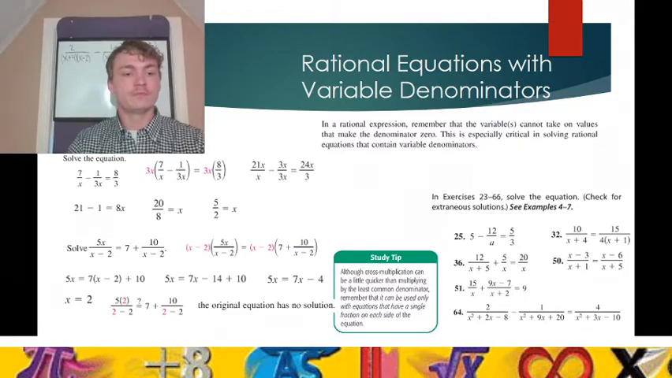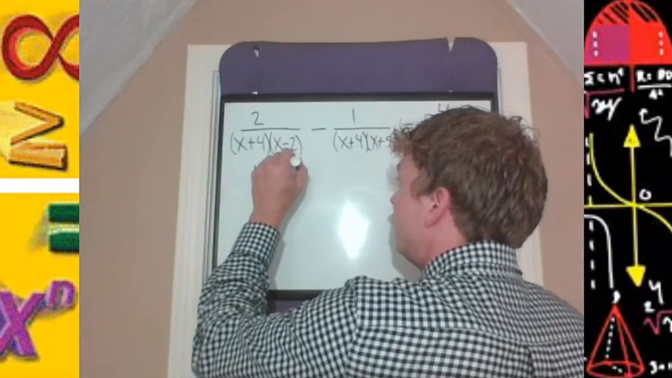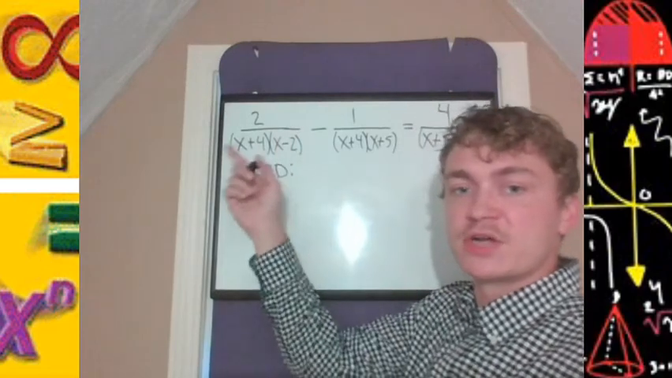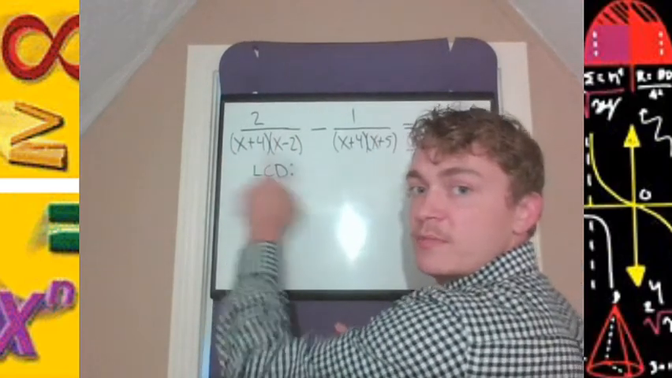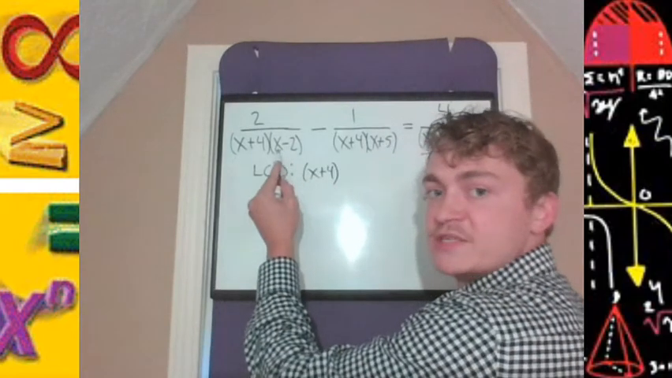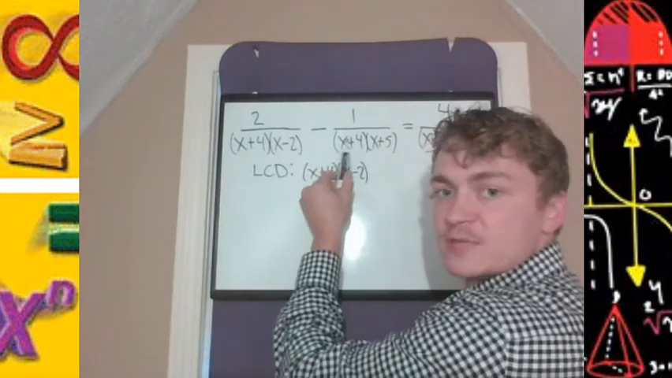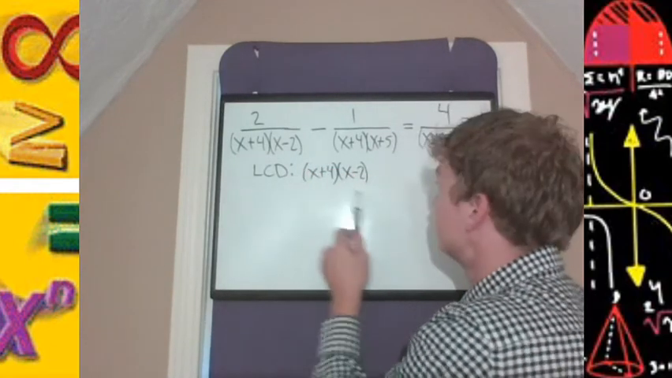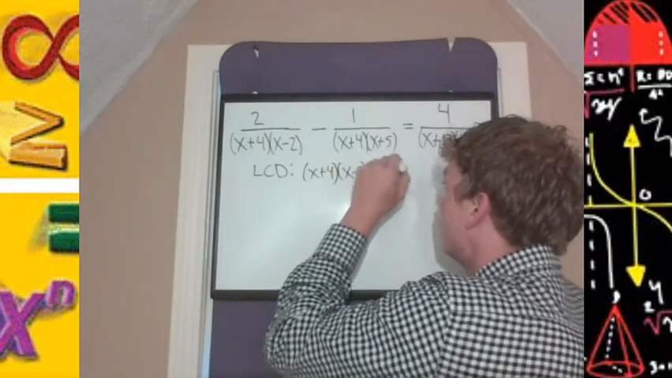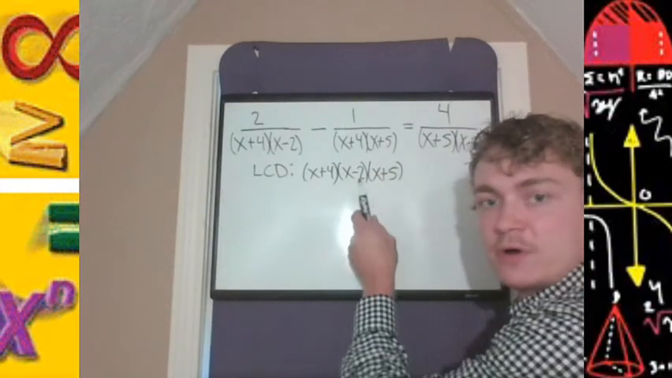Go to the full view. Our denominator, or our LCD, will consist of the factors of our denominators. So let's start from left to right. X plus 4 must be in the LCD. X minus 2 must be in the LCD. X plus 4 is already there, so we're good. X plus 5 must be in the LCD. X plus 5 is already there, so we're good. X minus 2 is already there, so we're good to go.